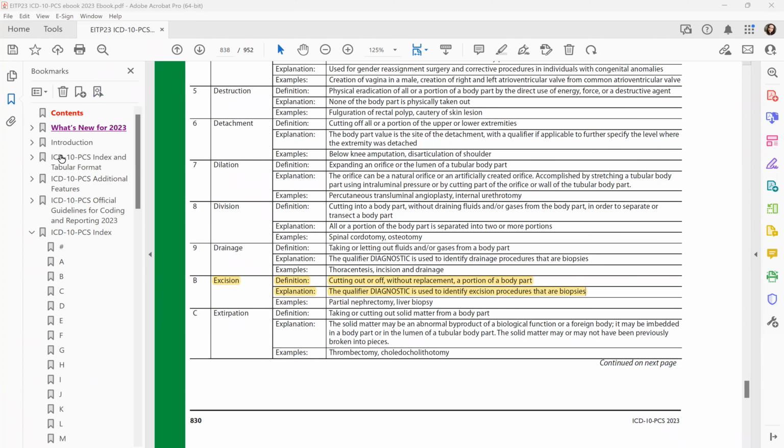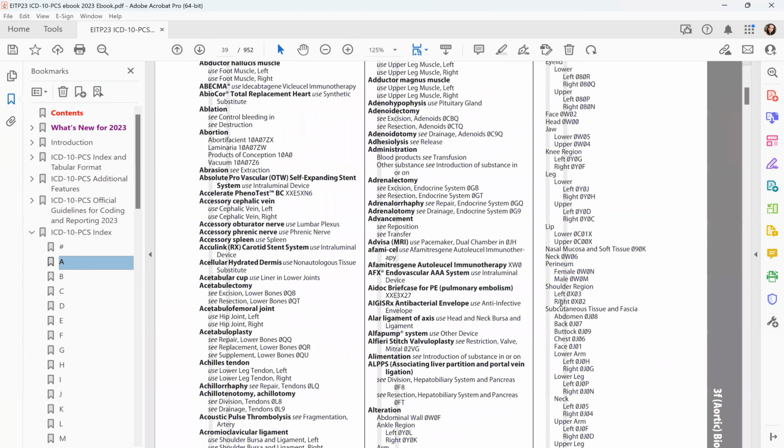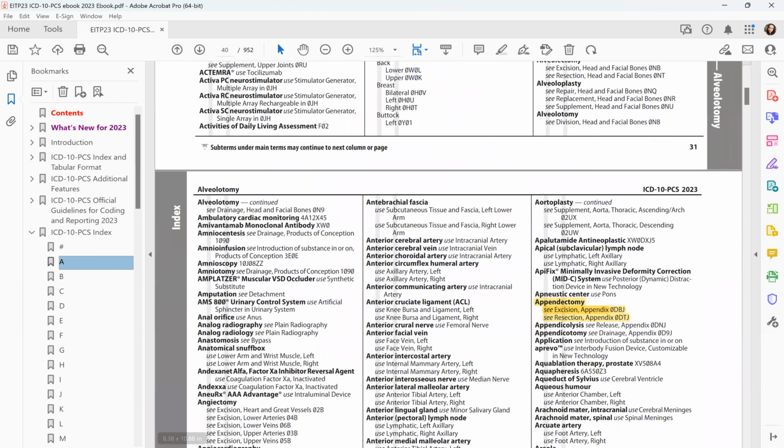Okay, let's take a look at how we would code an open appendectomy. So again, here is our code book. So we're going to want to go to the index. And very much like the CM code book, all the main terms are in alphabetical order. And then note here, we come to appendectomy, and this is where the importance of the root operations come in.